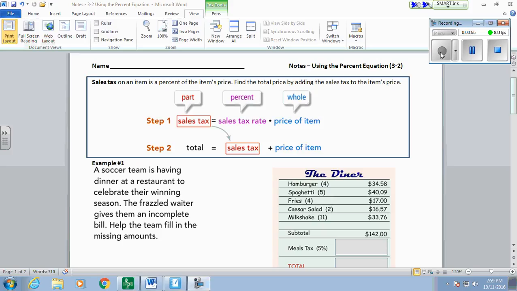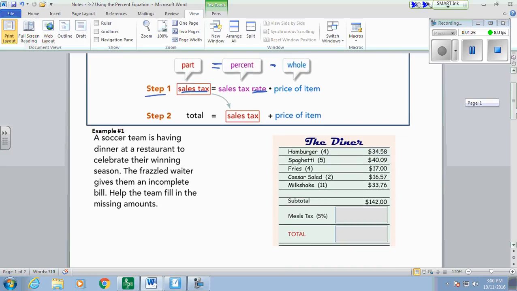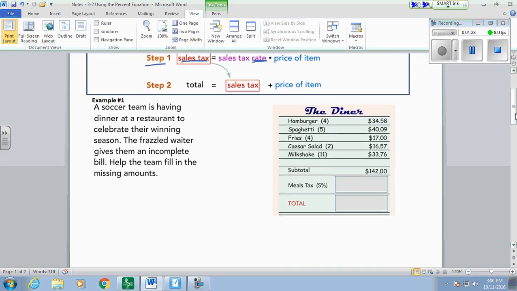So what they're showing us here is in step 1 that we have the regular equation of part equals percent times whole, that in this case they're calling the part the sales tax, the percent is the sales tax rate, you'll see percent as a rate often, and then the whole would be the whole price of the item. The next step then is to take the sales tax and add it onto the price of the item to give us the total.